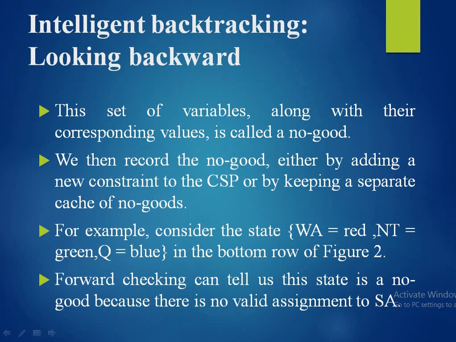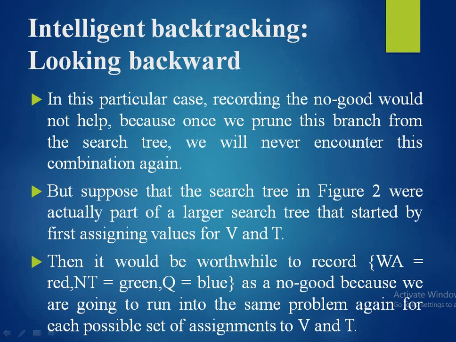For example, consider the state WA = red, NT = green and Q = blue in the bottom row of figure 2. Forward checking can tell us this state is a no-good because there is no valid assignment to SA. In this particular case, recording the no-good would not help, because once we prune this branch from the search tree, we will never encounter this combination again.